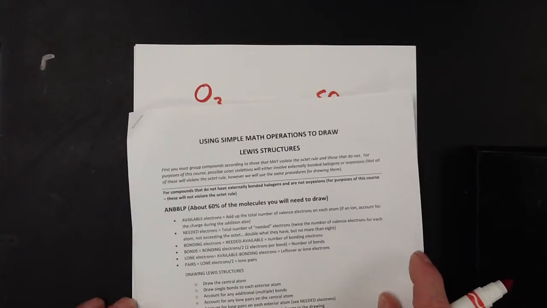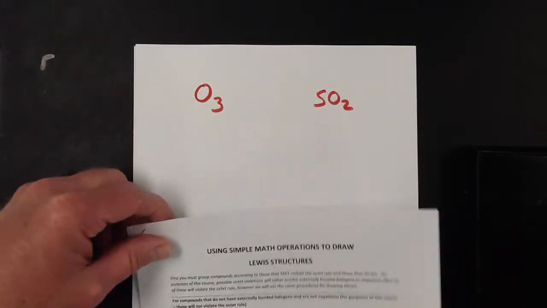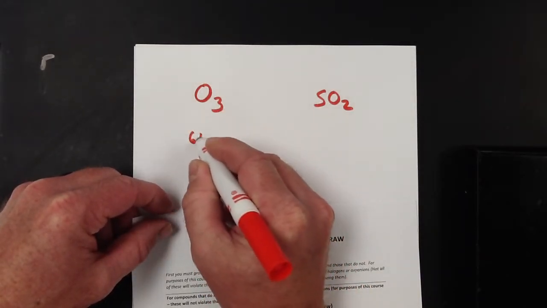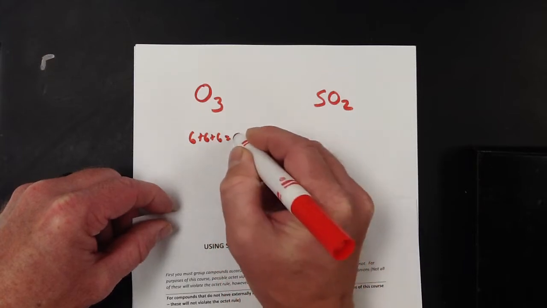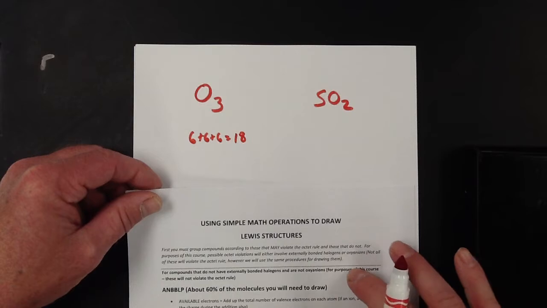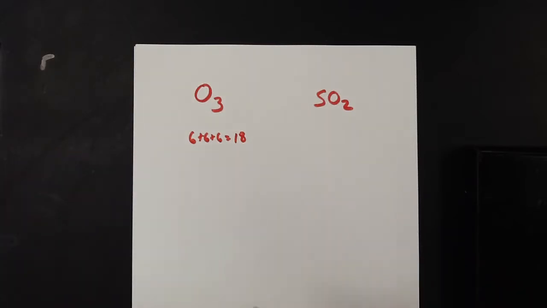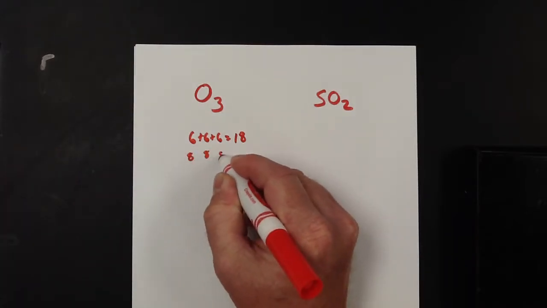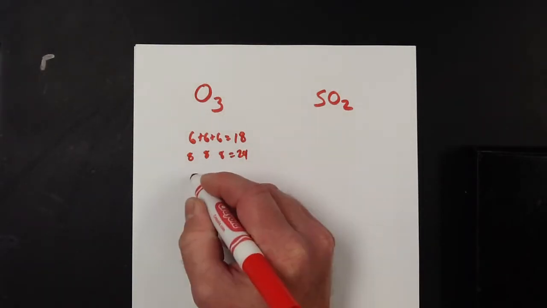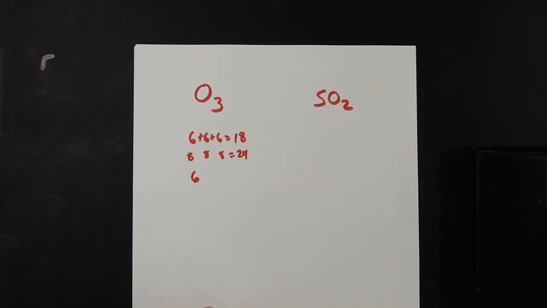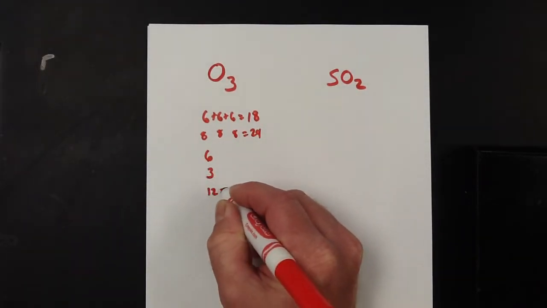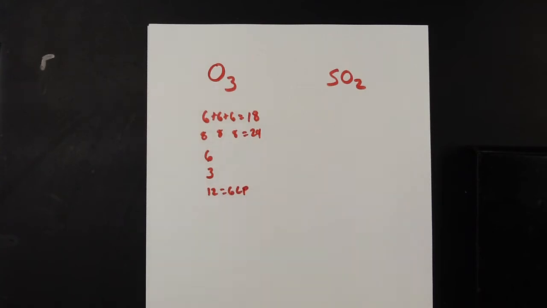I would have used this ANBBLP, where we do our number of valence electrons, so we would go 6 plus 6 plus 6, and we get 18 available. We're locking this into not having an expanded octet when we use this procedure, so we're saying we want to get to 8, 8, and 8, for a total of 24 needed. 24 minus 18 means that 6 of these electrons have to be bonding electrons, and that gives me 3 bonds, 12 leftovers, or 6 lone pairs of electrons.